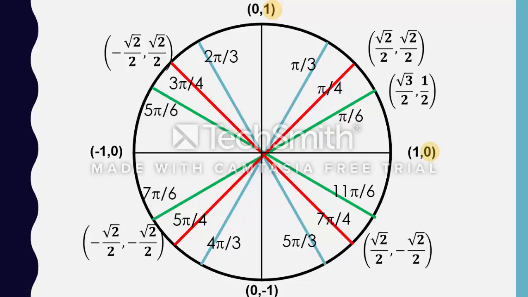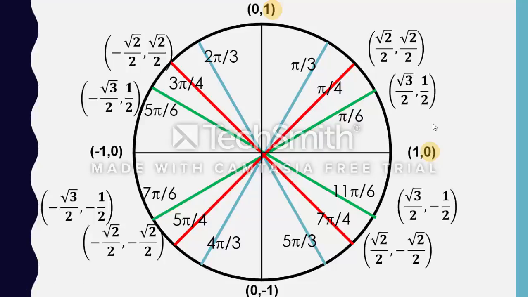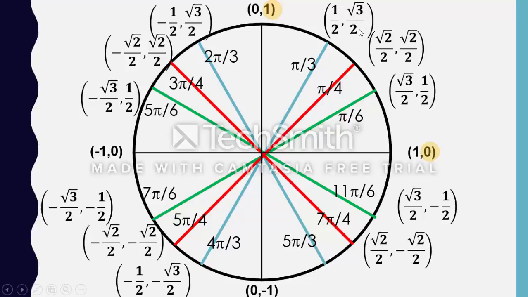Next, I filled out the pi over 6 multiples. So we have square root of 3 over 2 and 1/2. Likewise, in the other quadrants, you have the same magnitude, and you just have to change your signs accordingly. And finally, if we use the multiples of pi over 3, we have 1/2, square root of 3 over 2, and we fill those out in the other three quadrants, simply changing the signs of the ordered pairs.